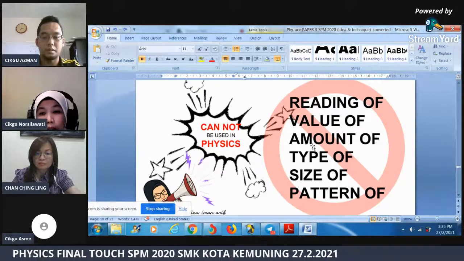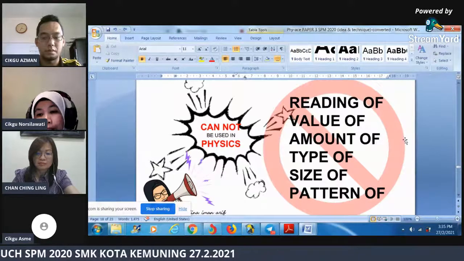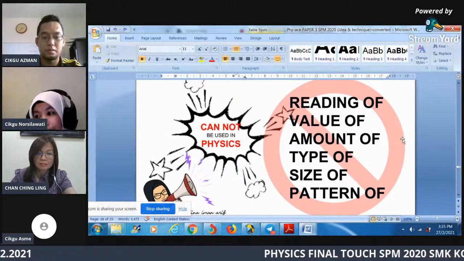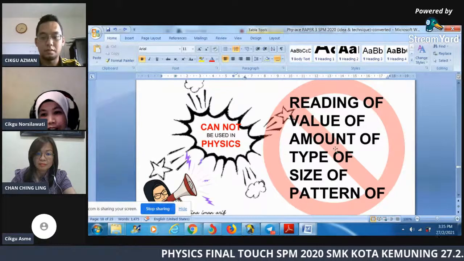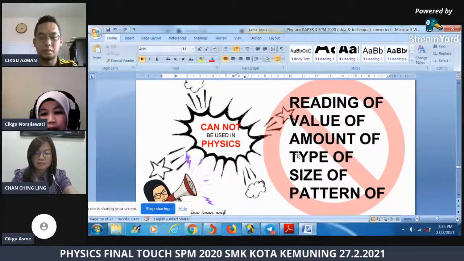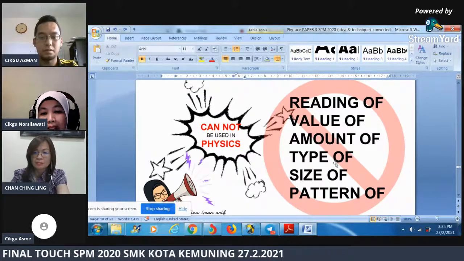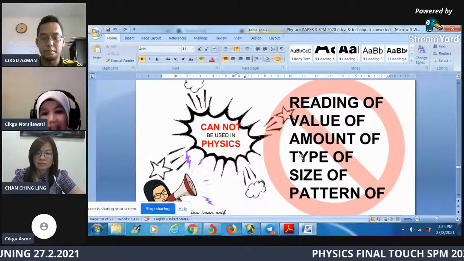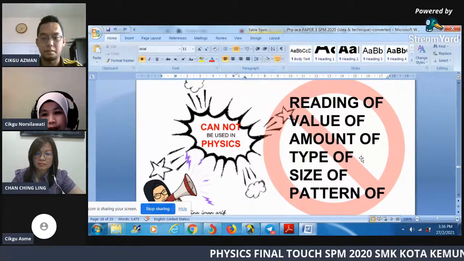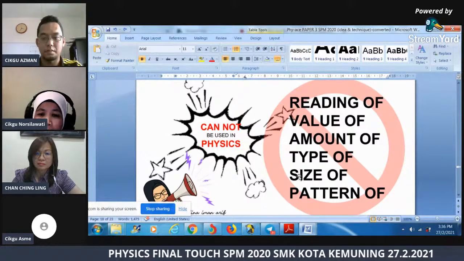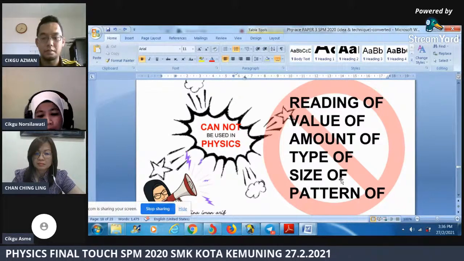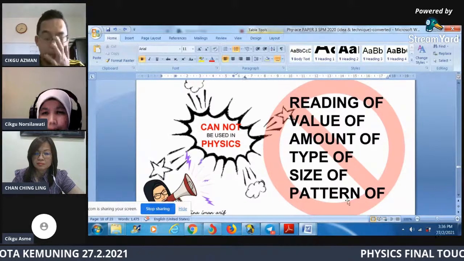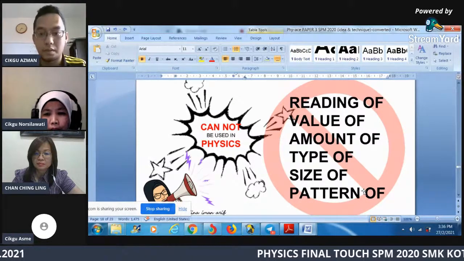If you write amount of current, just write electric current. Don't write amount of current, write electric current. Type of spring: rather than writing type of spring, write diameter of spring, or thickness of spring. Size, size of what? It cannot be used. Pattern also cannot be used.